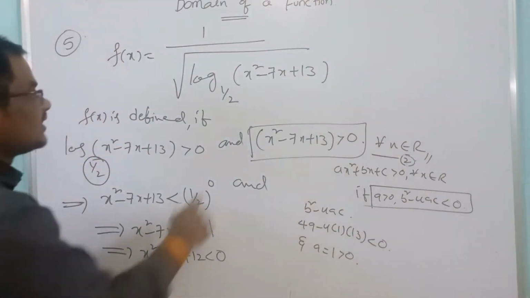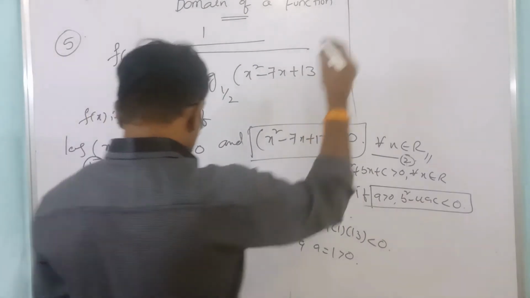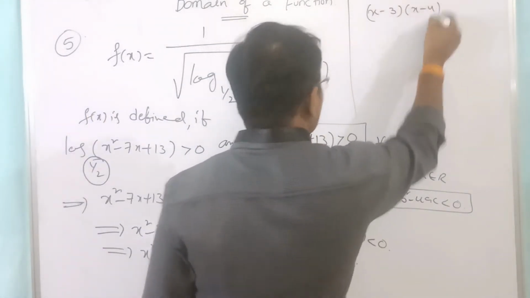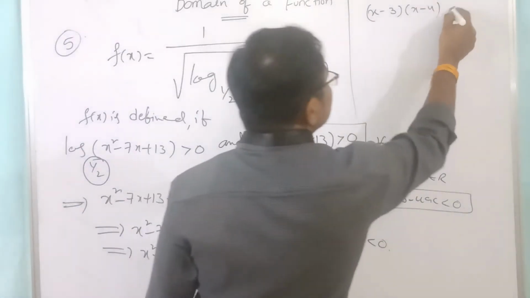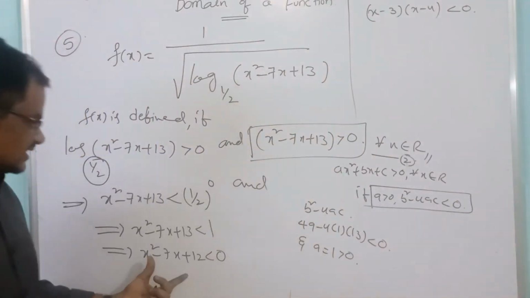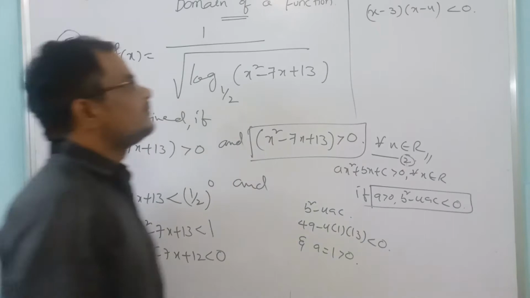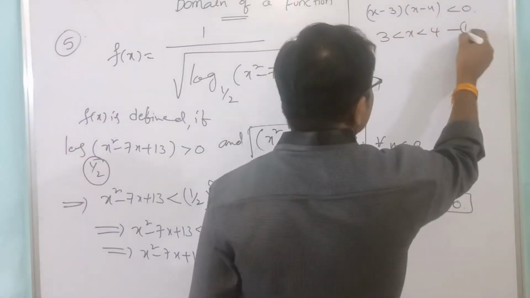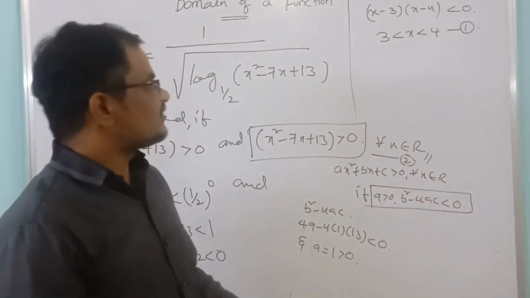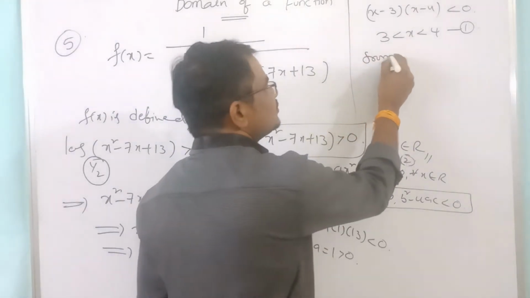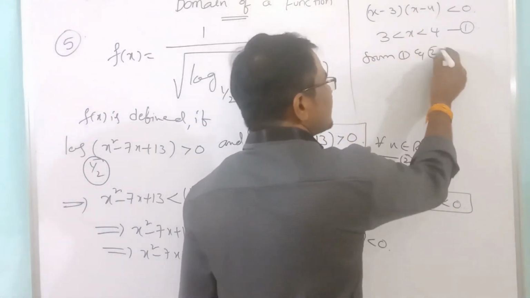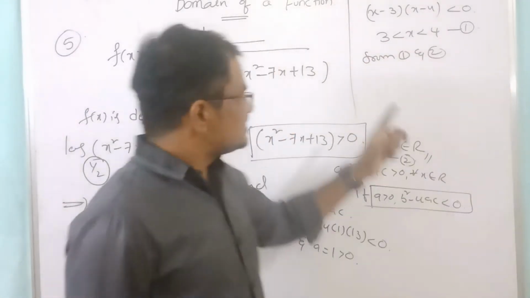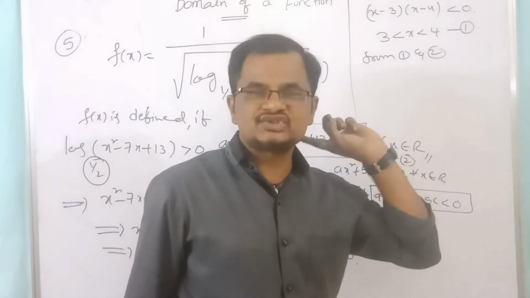Next, come to this one. Now this has x minus 3 into x minus 4 less than 0. Can you write, if you take the factors? Now this can be written as 3 less than x less than 4. This is equation number 1. Now from 1 and 2, what can we write, tell me? This exists between 3 and 4. This exists for all x belongs to real numbers.